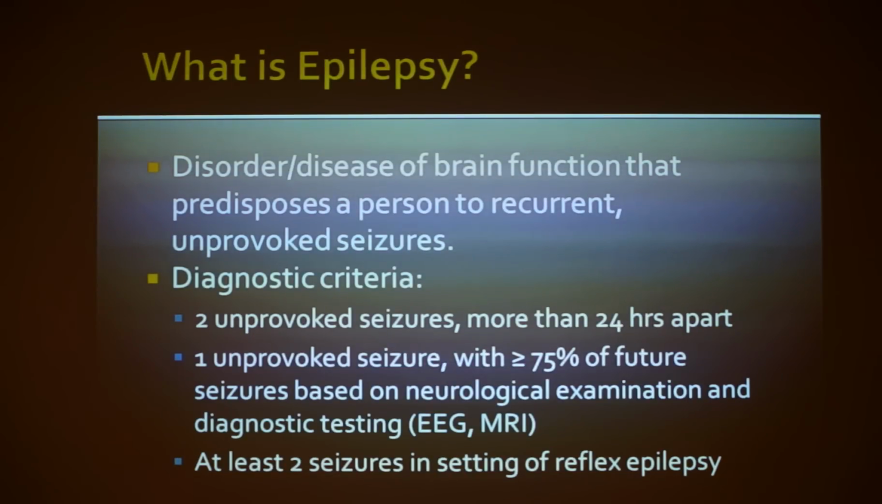A second potential criteria would be 1 unprovoked seizure with a greater than 75% chance of future seizures based on neurological examination and diagnostic testing. That typically includes both an EEG and some neuroimaging, preferably an MRI. And finally, at least 2 seizures in the setting of reflex epilepsy. This is a fairly uncommon situation, but one that needs to be identified in order to capture those under an umbrella definition.